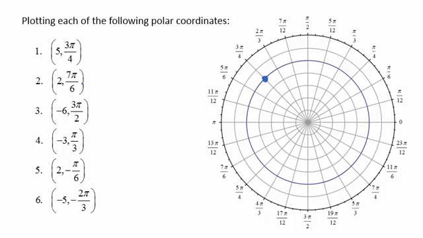(2, 7π/6). Well, we'll first go our rotation of 7π/6 down here in the third quadrant. A radius of 2 would put it right here.